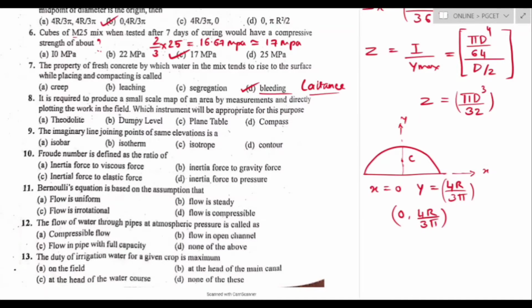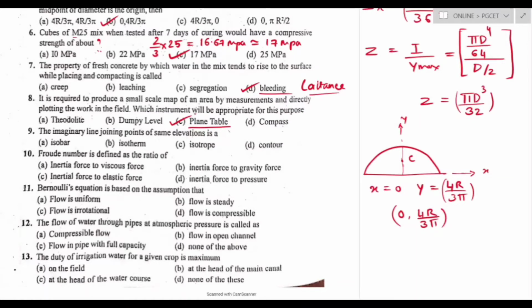Question number 8. It is required to produce a small scale map of an area by measurements and directly plotting the work in the field. Which instrument will be appropriate for this purpose? The right answer is option C, plane table. In plane table instrument, we can directly plot the work in the field by taking the measurement simultaneously. So option C is the right answer.